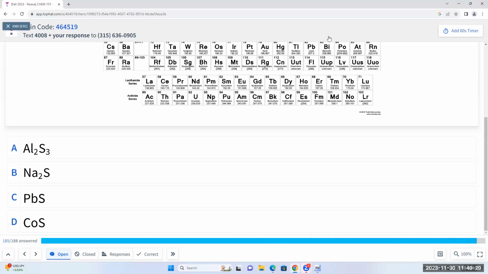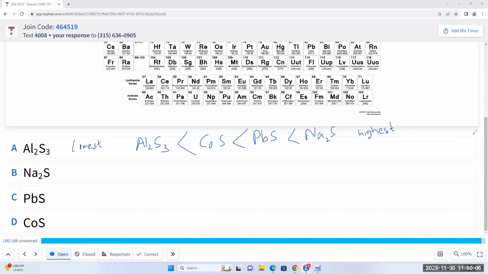Anyway, so when it comes to these guys, the most popular answer was Al2S3 was the lowest. Then cobalt sulfide, and then lead sulfide. And then the highest potential energy was Na2S, sodium sulfide. Okay, this is the highest, and this is the lowest. Now, why was this the case?